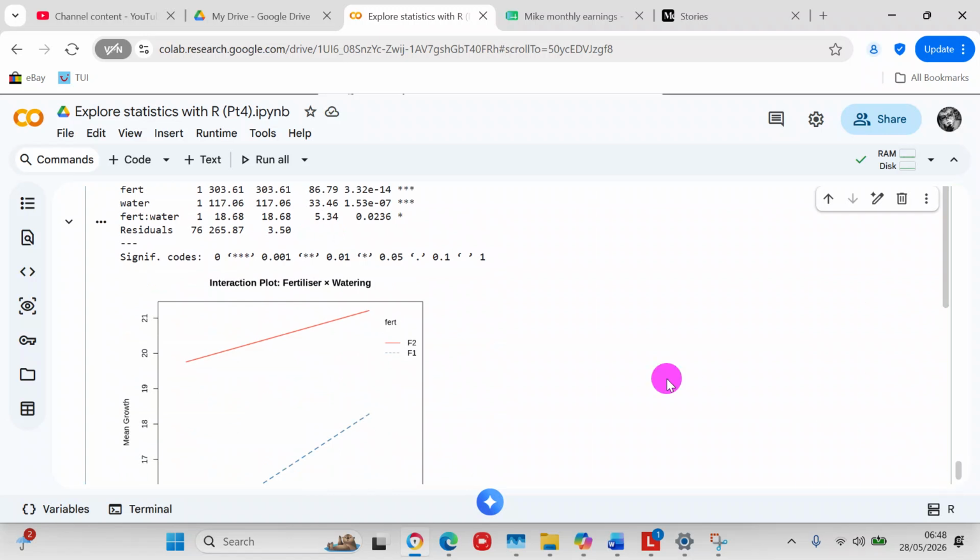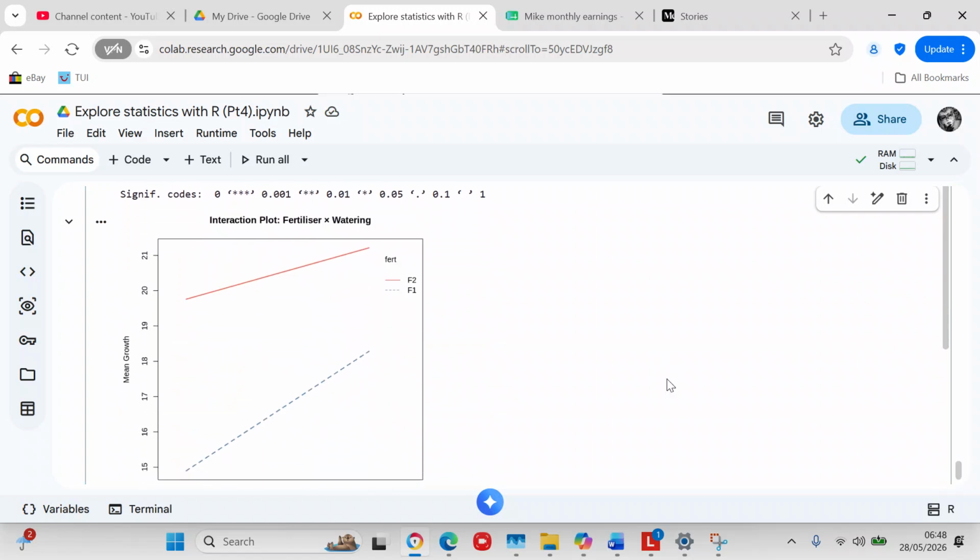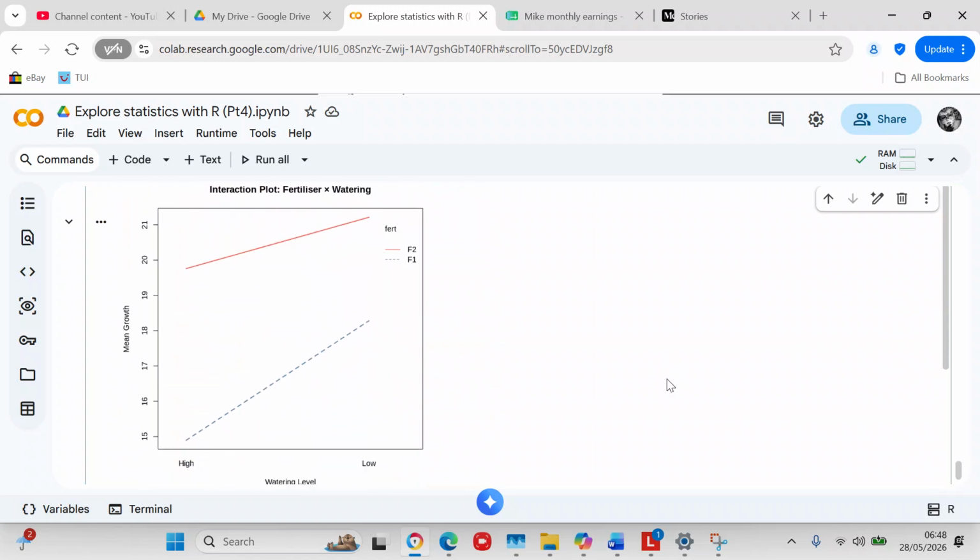So we're going to look at the charts that we have created. This is your interaction plot. You can see F1 is the blue dot and F2 is the other, with mean growth and watering level. I find it a bit odd, because it says with a high watering level you have a lower mean growth, and with a low watering level you have a higher mean growth.